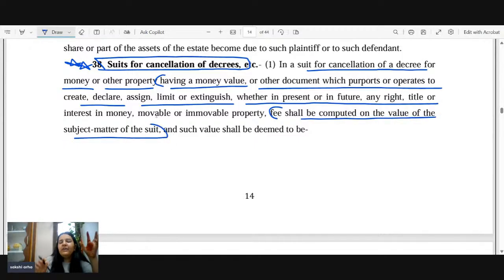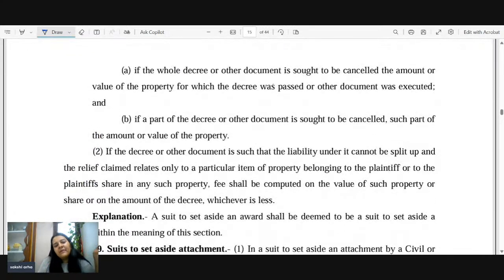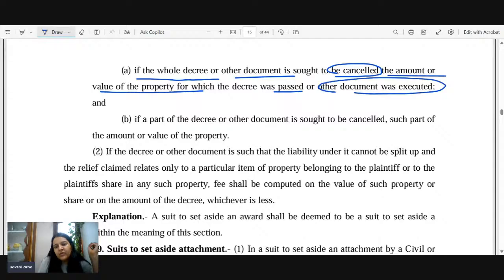So basically, whenever it's cancellation of decree, a decree is already passed by the court and the person wants to cancel the decree. Okay, you want to apply for cancellation of decree. Then the market value of the subject matter will apply. Suppose the decree passed was for 5,000, you want to cancel the 5,000 decree, then that 5,000 is the subject matter of the suit. So accordingly your fee will be decided, and such value shall be deemed to be, what will the value be, if the whole decree or other document is sought to be cancelled, the amount or value of the property for which the decree was passed or other document was executed.